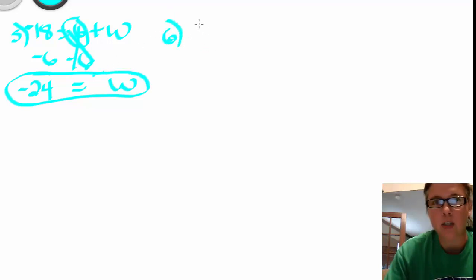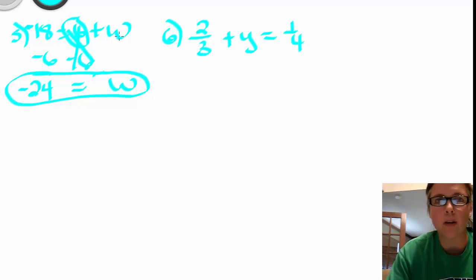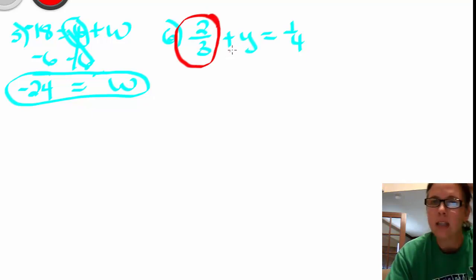Number 6, 2/3 plus y equals 1/4. So when we look at this, you look at what's in front of the number you're moving. Don't look at the sign in front of the variable. So positive 2/3, so we're going to subtract 2/3.